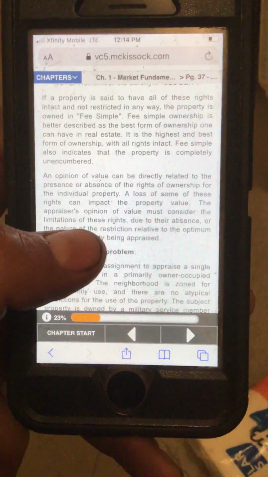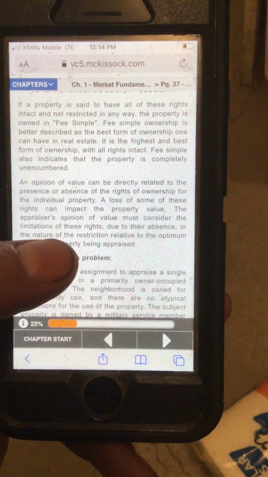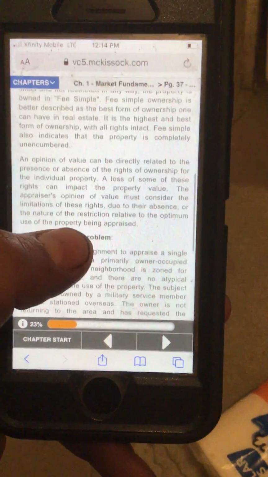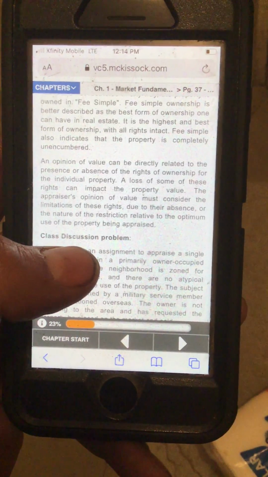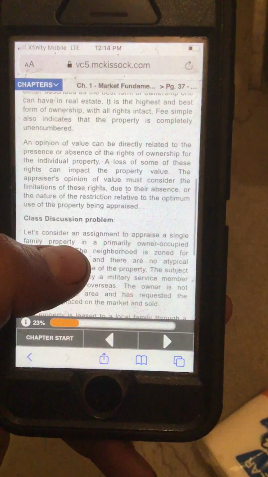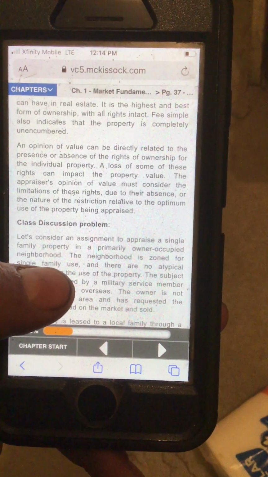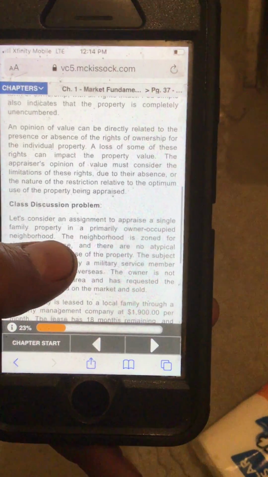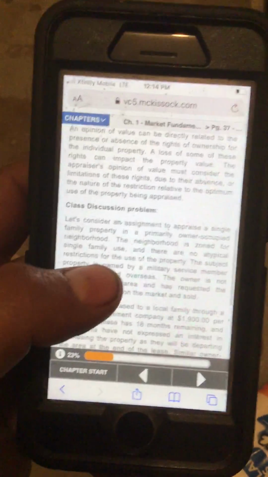If a property is said to have all of these rights intact and not restricted in any way, the property is owned in fee simple. Fee simple ownership is better described as the best form of ownership one can have in real estate. It is the highest and best form of ownership, with all rights intact. Fee simple also indicates that the property is completely unencumbered.